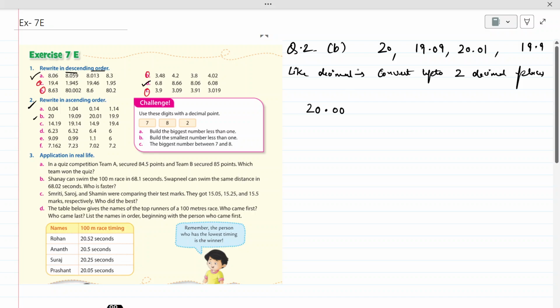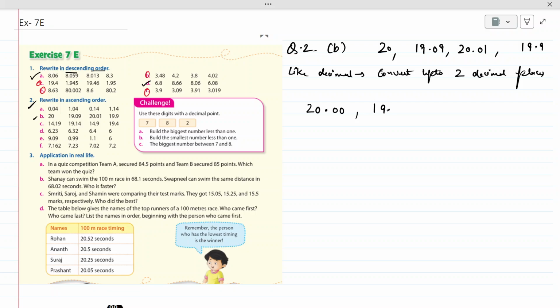See kids, what we have done, we have changed this whole number into a decimal number, and for that we have added one decimal followed by the number of required zeros, which is 2 here. Why 2? Because we need the number up to 2 decimal places. Okay, so this is the first number.